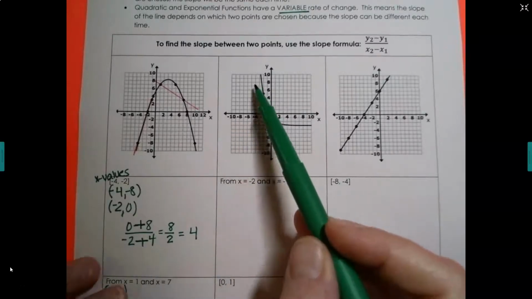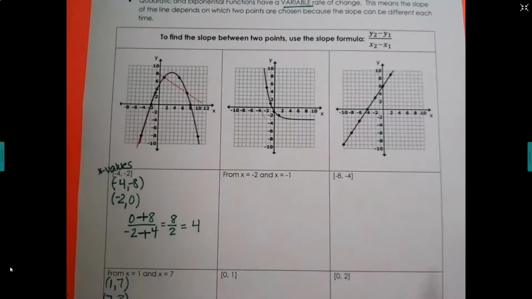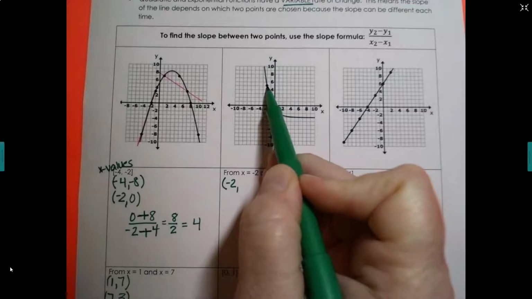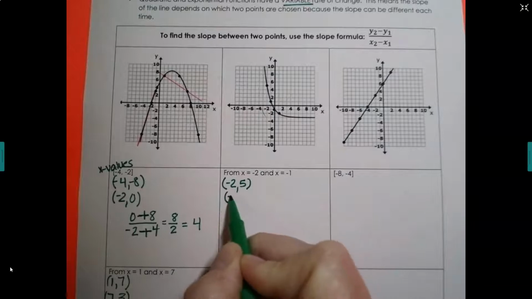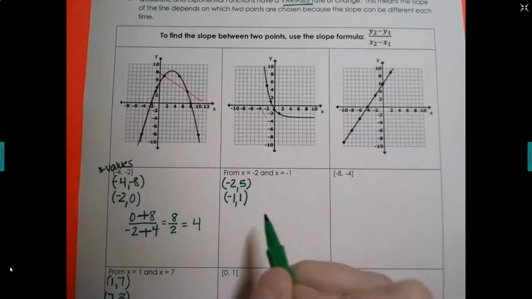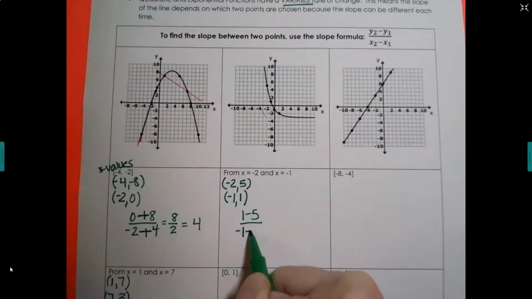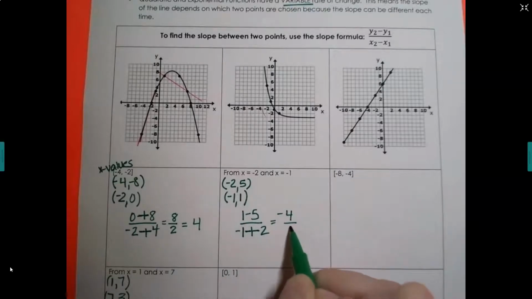So for our exponential, you see how it's curved also, so it has a variable rate of change. Let's try some points here and see what happens. So if x is -2, which is right here, my y value there will be 5. All right, and if x is -1, my y value there will be 1. So let's calculate 1 minus 5 divided by -1 minus -2. That becomes a positive. 1 minus 5 is -4. -1 plus 2 is 1, and that's going to equal -4.